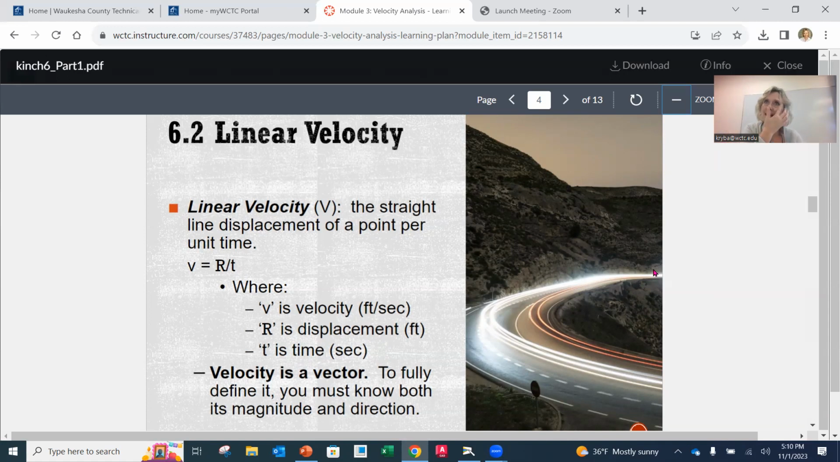Now in this book, I'm not exactly sure, but they use the variable capital R for distance. Many times we'll see it as D, lowercase d, and that's what I use most often. It's also not uncommon to see it as S.